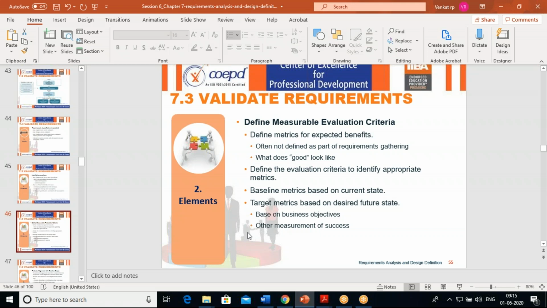We have to understand what measures and metrics we can have. For the current state, what baseline metrics are we using, and then we have to understand the target metrics based on the future state description. The target metrics for the future state are all dependent on the business objectives. We will also look into other measurements of success, like any other standard practices that are available.